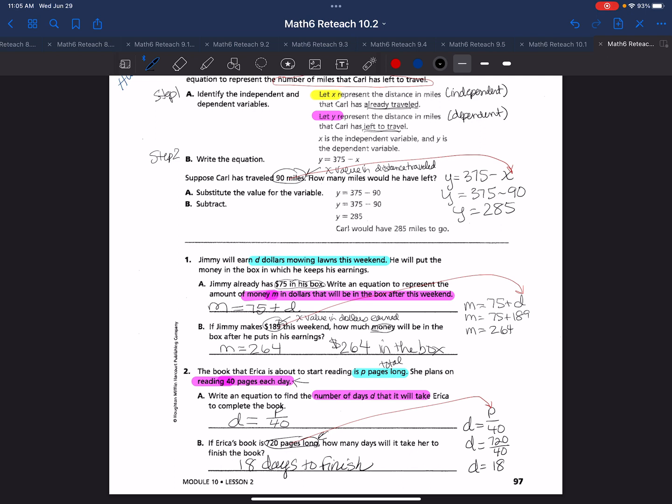That is our lesson for Module 10, Lesson 2 for Grade 6.